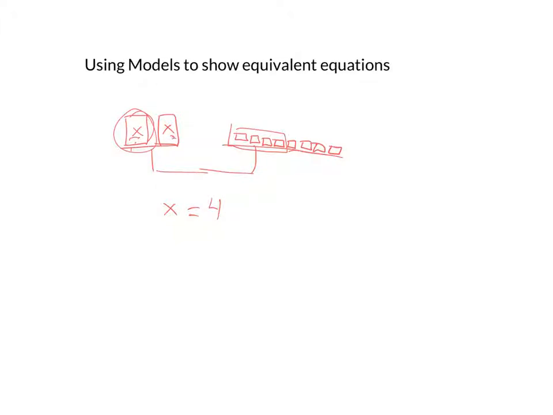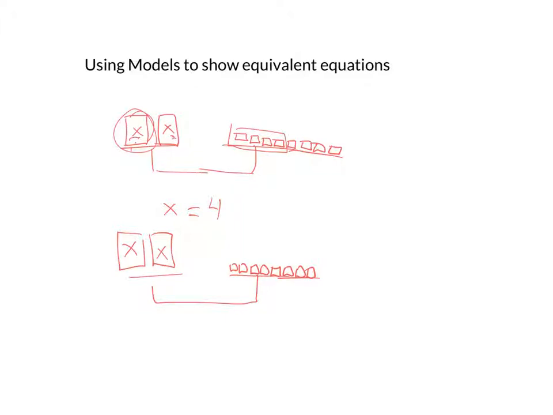Now here's the cool thing about equivalent equations. If you add the same number of blocks to both sides, the equation will stay equivalent. So for example, let's take our original one. We have an x and we have an x, and here's our balance. On this side, we have 8 blocks. 1, 2, 3, 4, 5, 6, 7, 8.